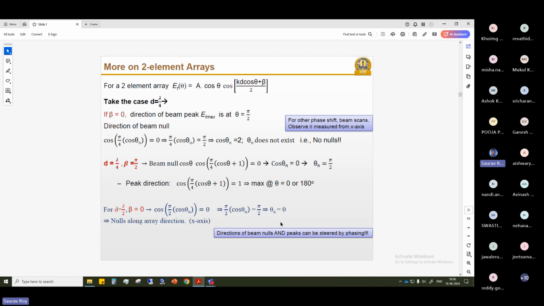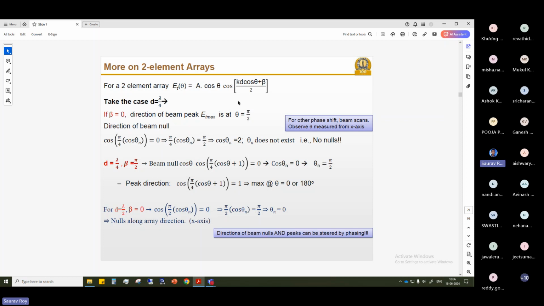Now let's see three different conditions. Let's say d equals lambda by 4, that means you bring these two antennas at a lambda by 4 distance, and beta equals 0, so there is no phase difference between them.